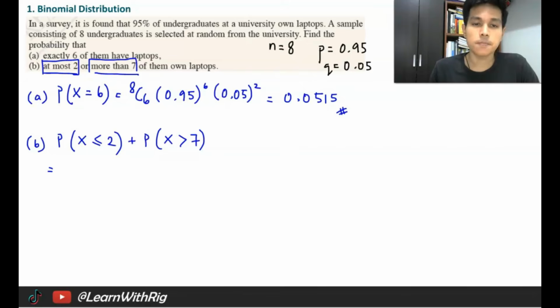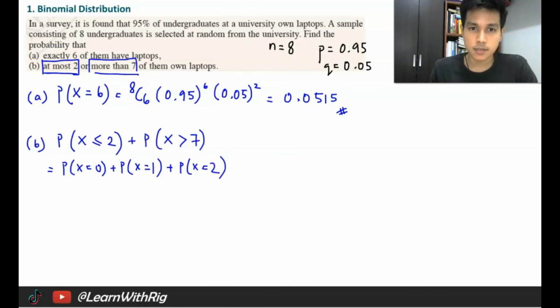So if you write it in the form of discrete values, what are they trying to tell you? That means you're finding for when x equals 0, x equals 1, and when x equals 2. Okay, and here it says more than 7, so the only possibility is x equals 8, because the number of trials is 8, right? So it cannot be 7, it has to be more than 7. So the only number bigger than 7 would be when x equals 8. So these are all the probabilities you have to look for.